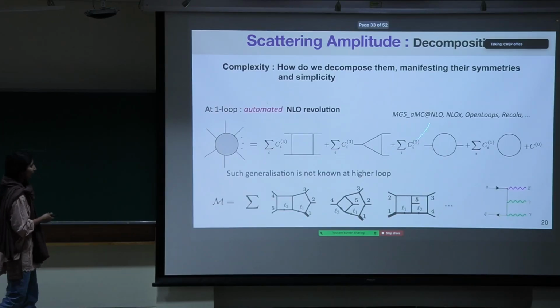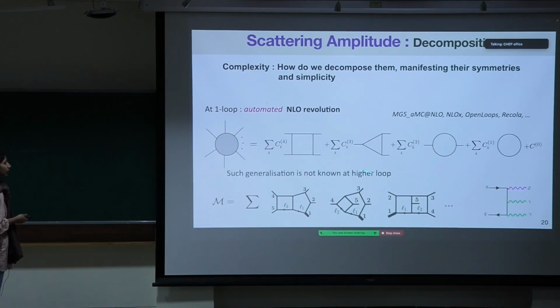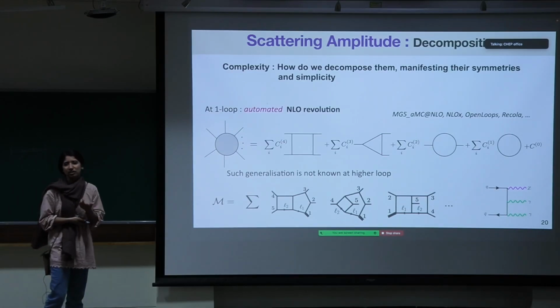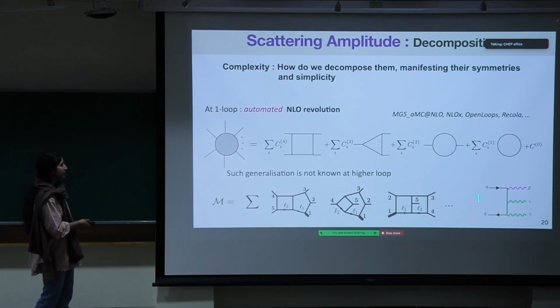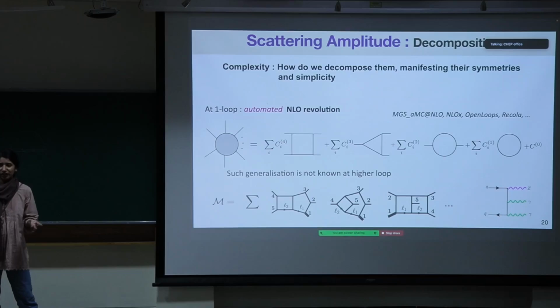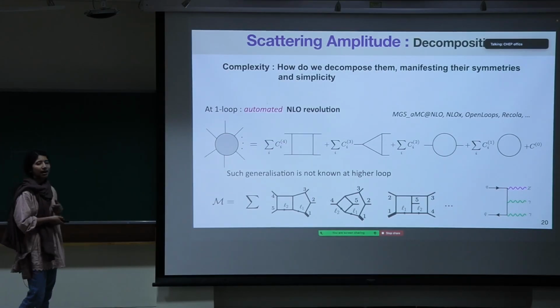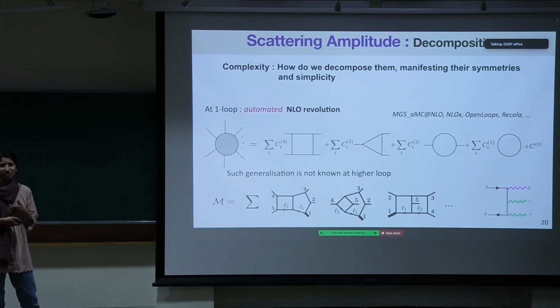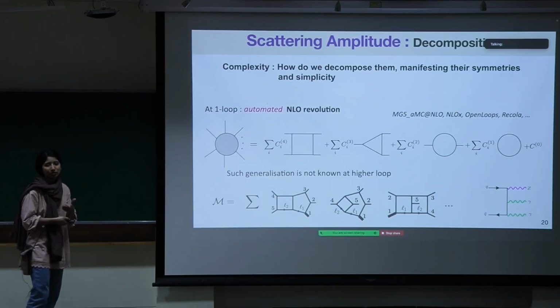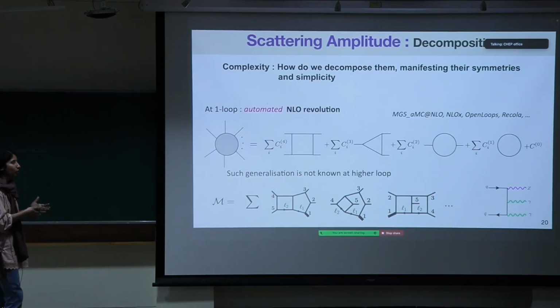But that is not the case when you go beyond next leading order, at higher loops. Such a generalized decomposition is not really known. For example, for the Z gamma gamma production, there are some building blocks, but there could be a better form; we don't really know. Or if we consider some other process, the building blocks are different. So we don't have a general method for which building blocks it could be decomposed into, and that information is not there.